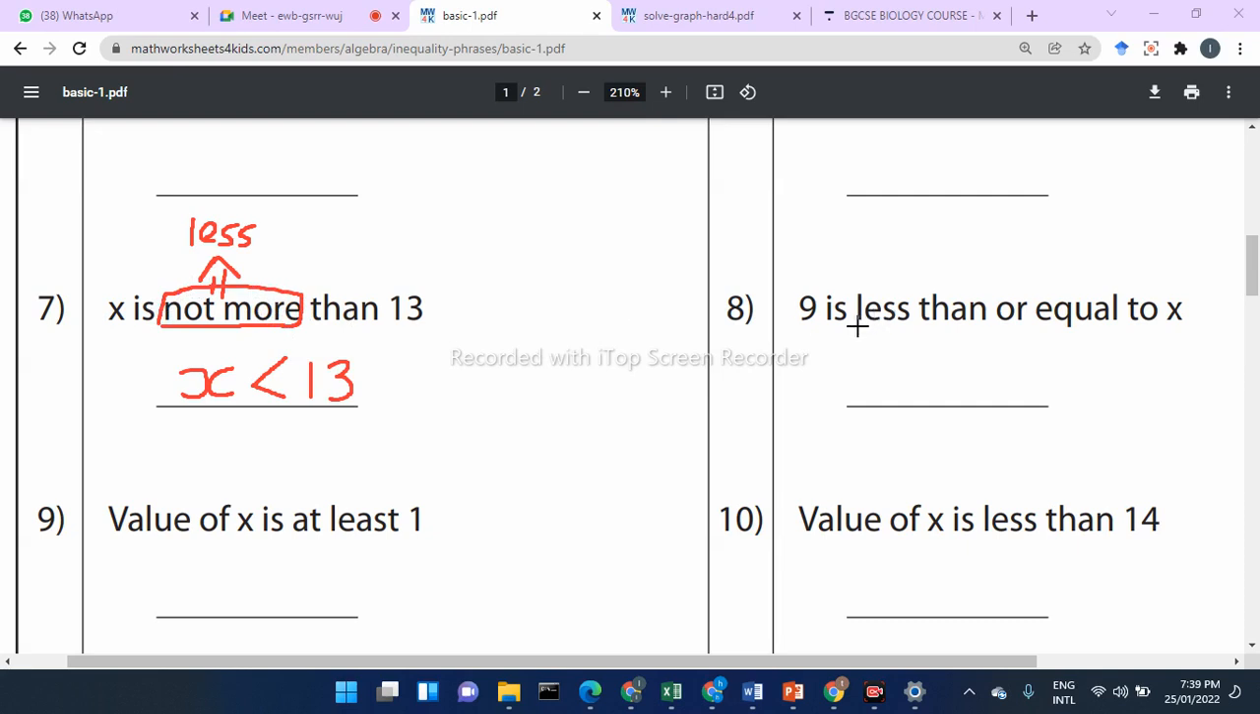Okay, so 9 is, they tell us this straight out. So they're saying that 9 is less than or equal to x, right? And so that means that x is going to be what? Greater than or equal to 9. Great, very good. So that's the answer. x is greater than or equal to 9.